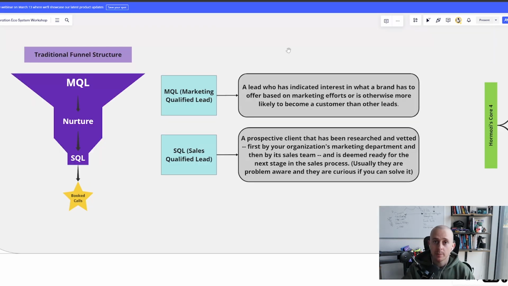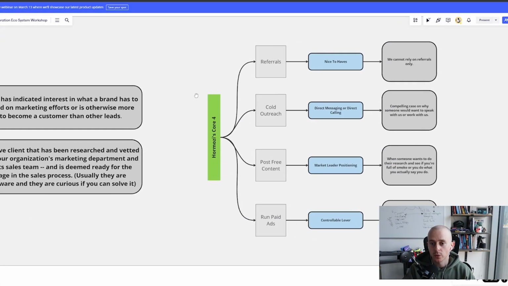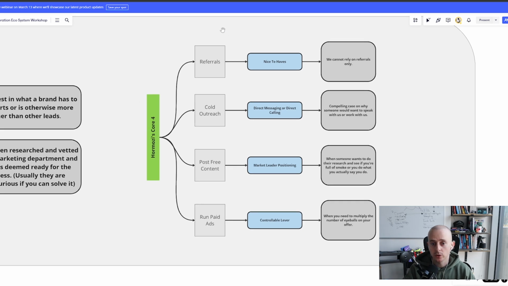So how do we keep this top of mind while utilizing Hormozi's Core 4 here? Well, really it's going to go in this order: referrals, cold outreach, post free content, run paid ads. This is what I would consider the most ideal way to start building MQLs and pushing them down into SQLs, and I'll show you what this looks like here in just a second. So talking about referrals first. Referrals are what I consider the nice to haves.